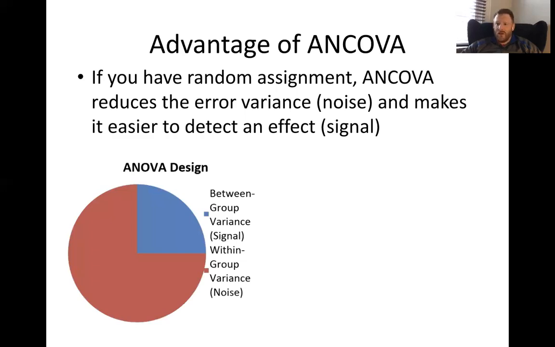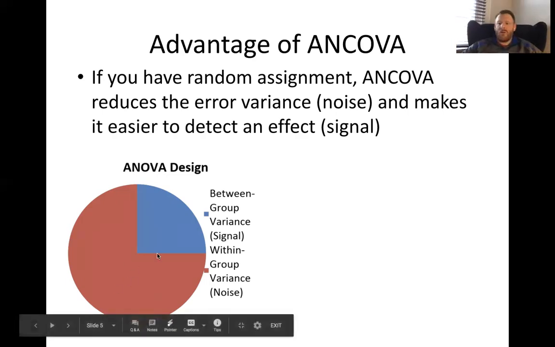And here's a visual that kind of demonstrates that. So here we have a typical ANOVA design. And remember, when we estimate an ANOVA, we basically have two kinds of variability that we're looking at. We're looking at between group variation. This blue part right here, that's our signal. That's the good part. It's the difference between groups that we hypothesize might be there.